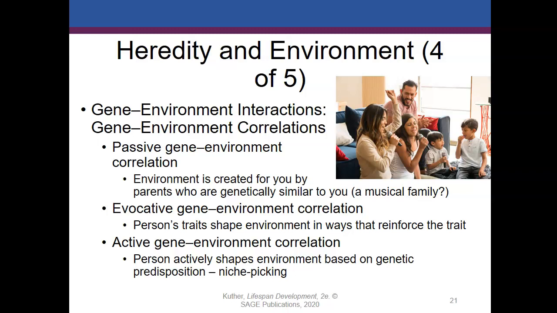In a reactive or evocative gene-environment correlation, a child's genetic traits, such as personality characteristics, influence the social and physical environment, which shape development in ways that support the genetic trait. A happy baby gets positive attention, which makes the baby even happier. An active gene-environment correlation occurs when the child actively creates experiences and environments that correspond to and influence their genetic predisposition, called niche picking. That musical child will find musical friends and enroll in musical classes.